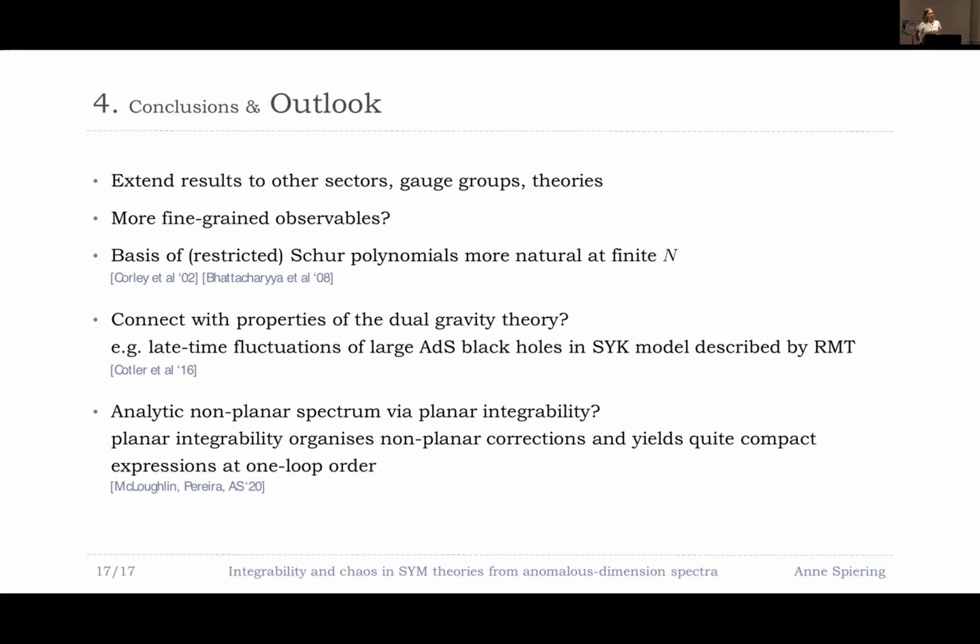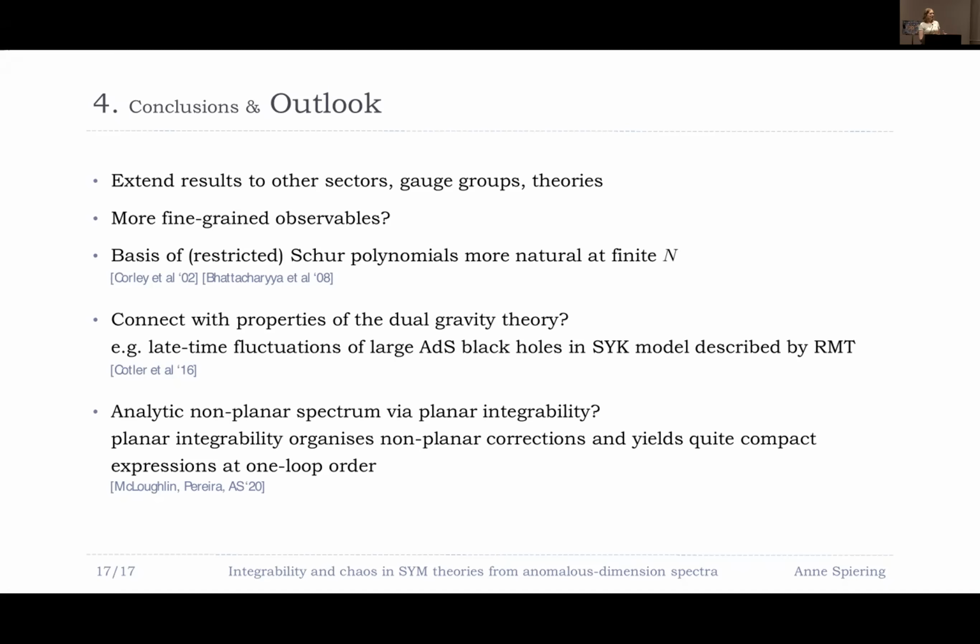We always looked at the standard multi-trace basis, but at finite n, maybe the basis of the Schur polynomials would be more natural. That's the basis where the two-point correlation function is diagonal, or for the SU(2) sector, the restricted Schur polynomials. And then, this project was inspired by the realization that late time fluctuations of large AdS black holes in the SYK model can be described by random matrix theory.